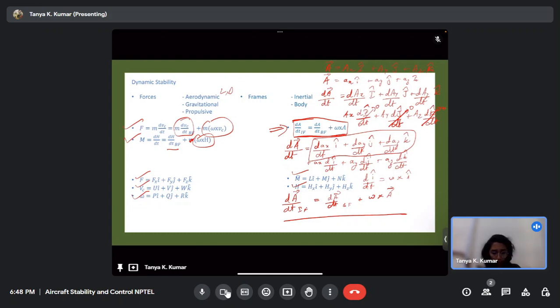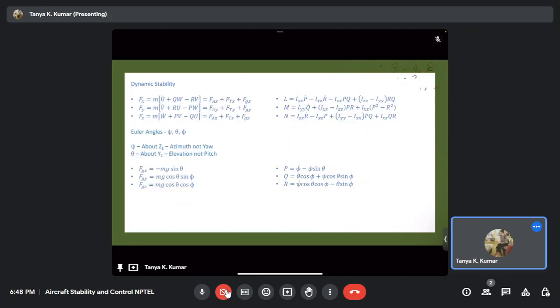Okay, let me turn off the video because it's lagging here. Alright, so you get these 6 equations of motion that describe the motion of an aircraft. Okay, so Fx, Fy, Fz, L, M, N. So here you can see that the force is split into 3 terms, that is Fa, Ft, Fg, where A is the aerodynamic forces, T is the propulsive forces, G is the gravitational force.